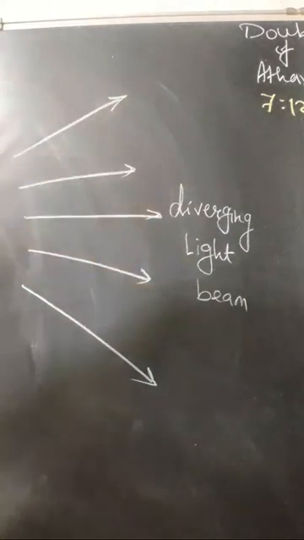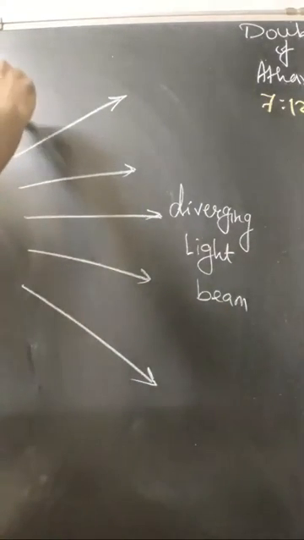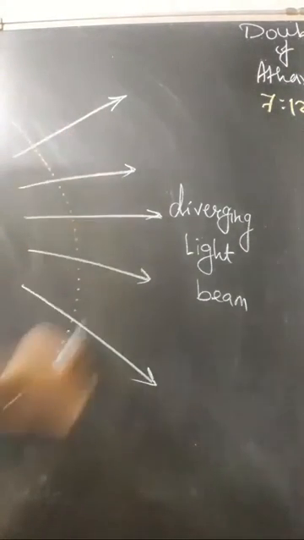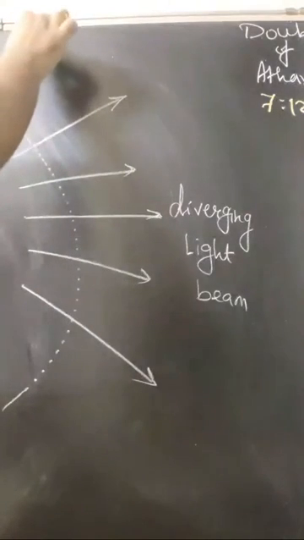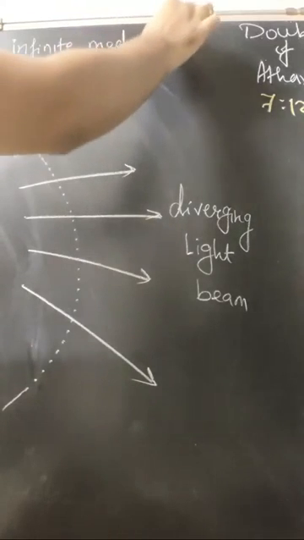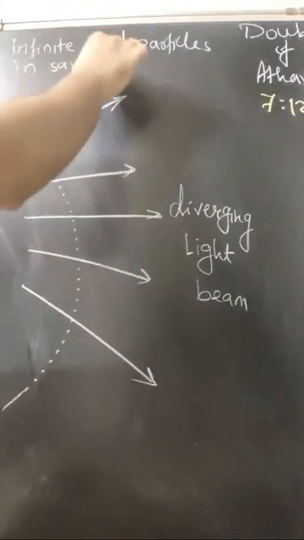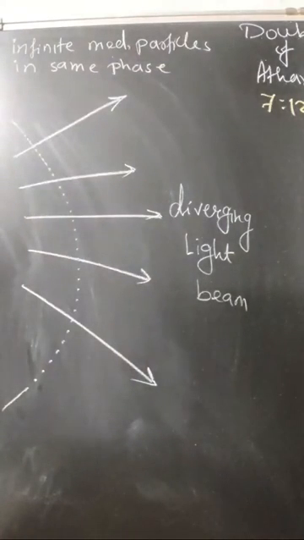So this is a diverging light beam. Let us mark a wavefront like this. This wavefront is made up of infinite medium particles which are in the same phase. Got it?